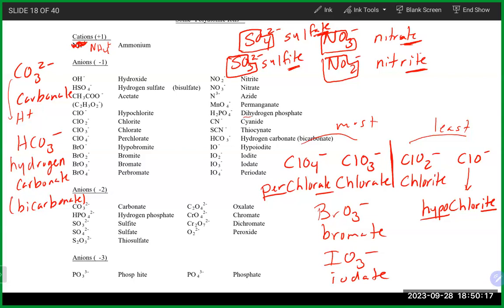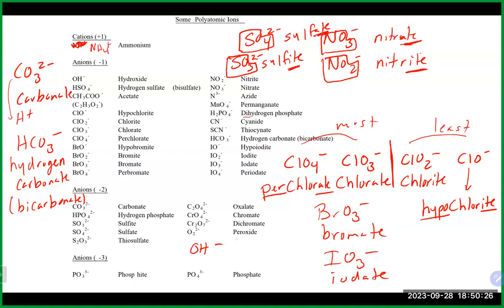Not all polyatomic ions end in -ate or -ite. There are ones that end in -ide, like OH minus. That is hydroxide. CN minus is cyanide, -ide. So sometimes those come into play in terms of the names here. We have phosphite, we have phosphate.